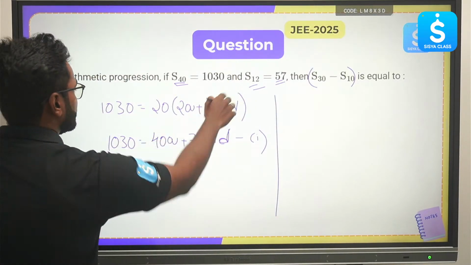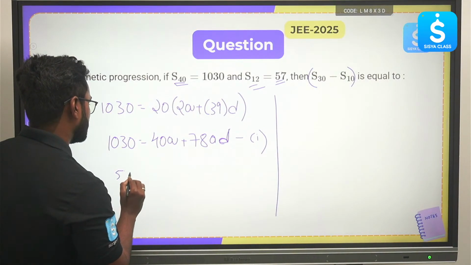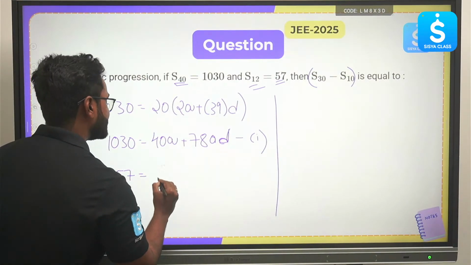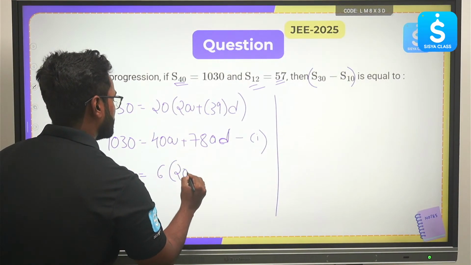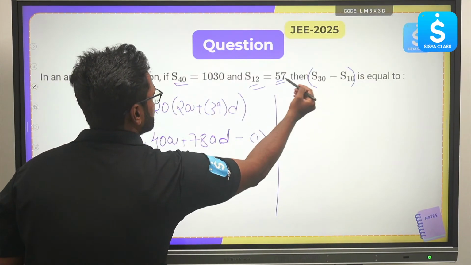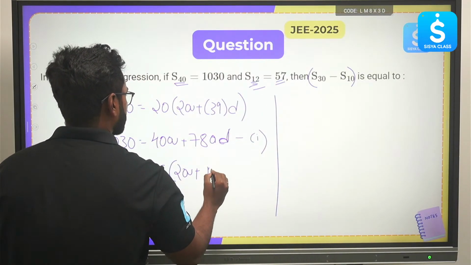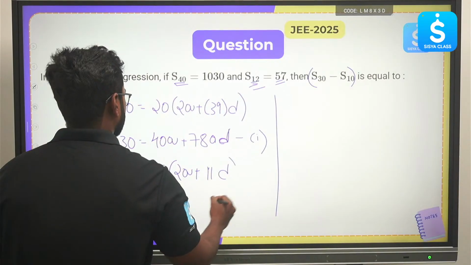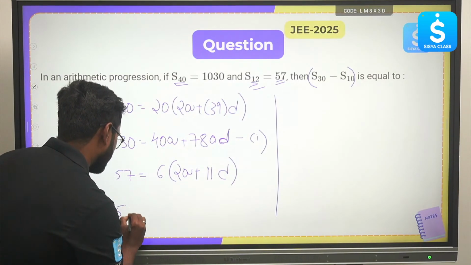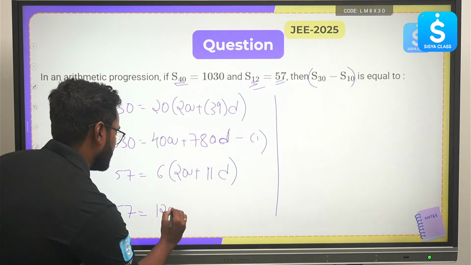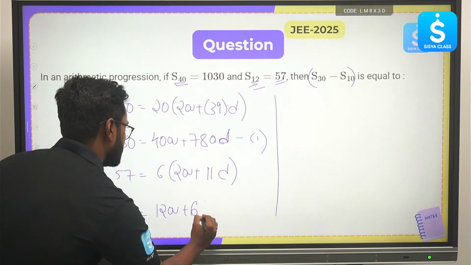Let us take the second equation, which is 57 equals n by 2, 12 by 2 is 6, into 2a plus n minus 1, 12 minus 1 is 11d. Let us try opening the brackets. 57 is equal to 12a plus 66d.